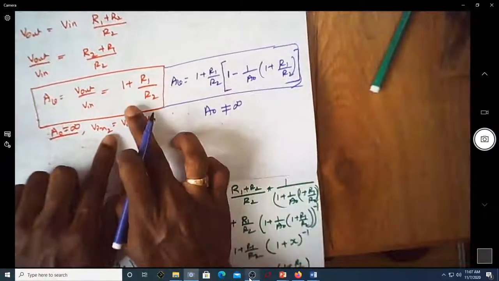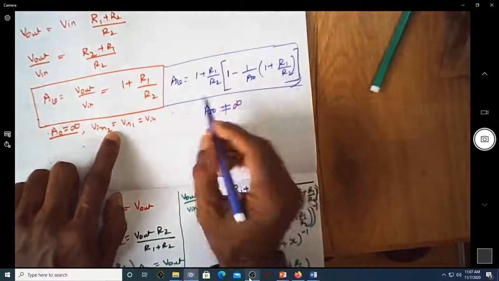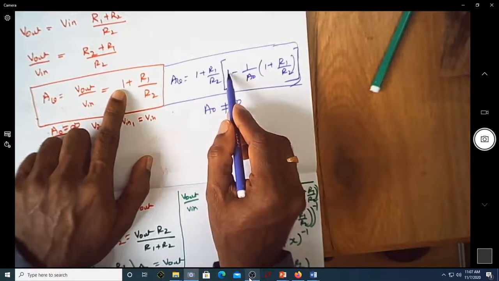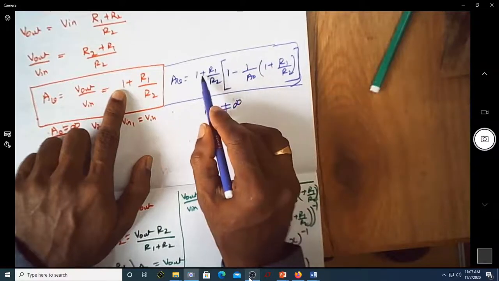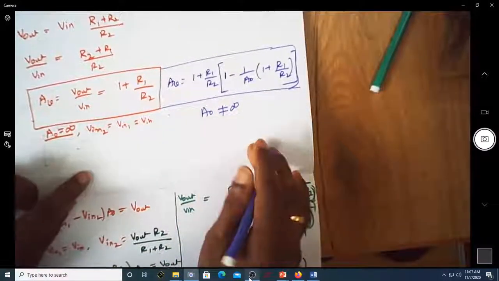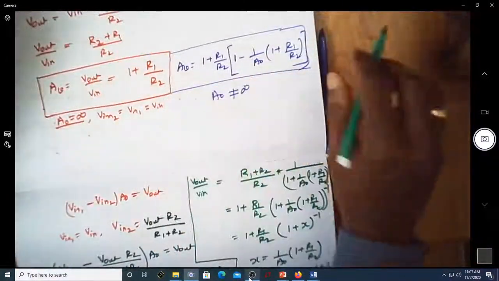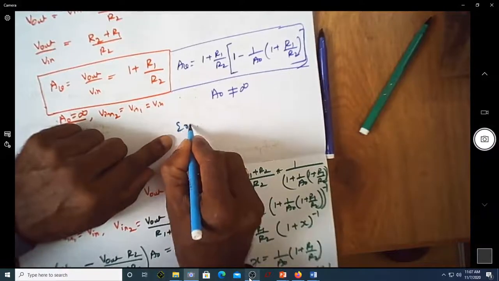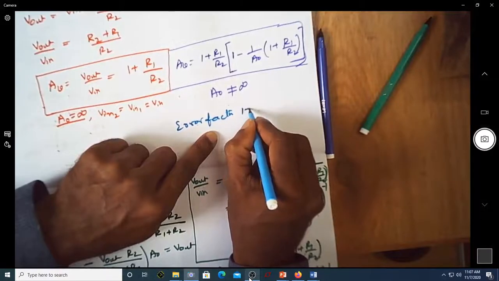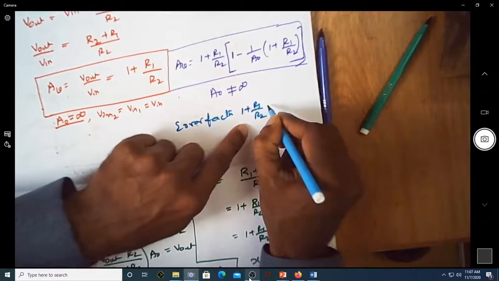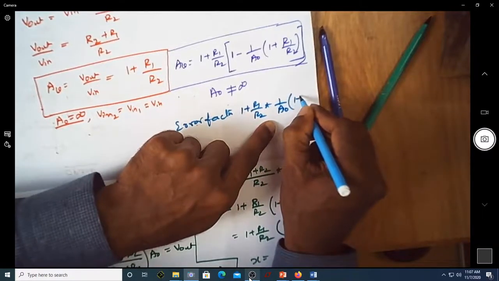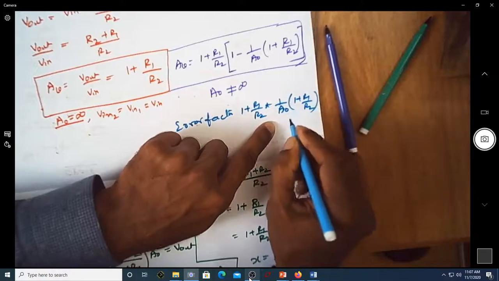If you can see here, these two expressions are almost the same. You can see there is 1 plus R1 by R2 here, and here you have got 1 plus R1 by R2. This term is there. This multiplied by 1 plus R1 by R2 is the error factor. So what is the error factor now? The error factor is (1 plus R1 by R2) multiplied by 1 over A naught into (1 plus R1 by R2). This is the error factor.